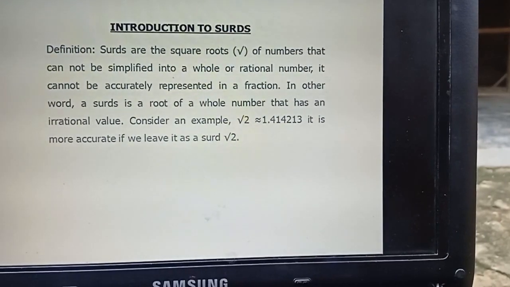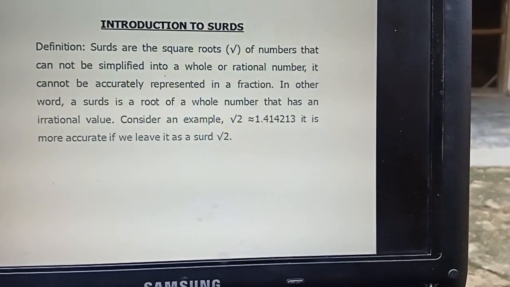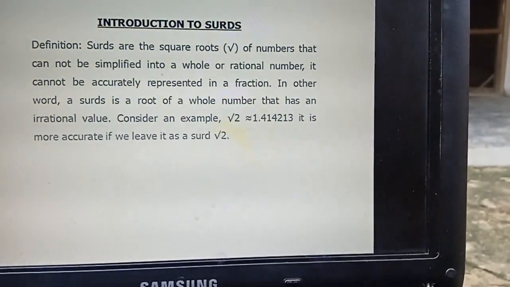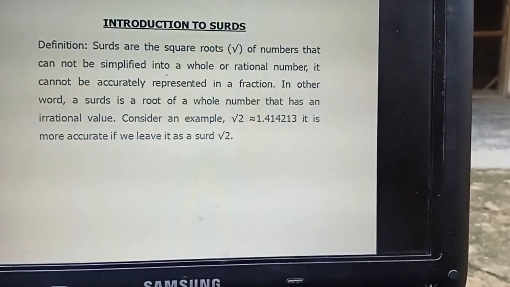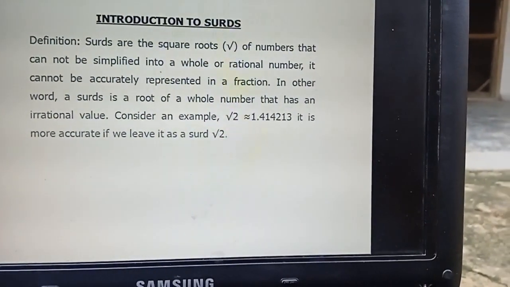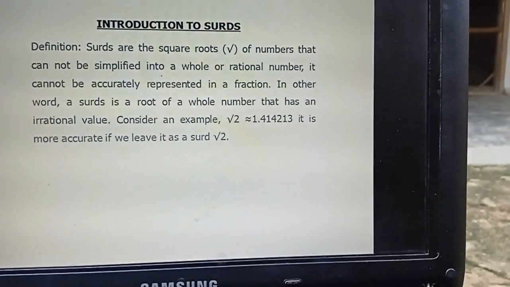Surds are square roots of numbers that cannot be simplified into a whole or rational number. A surd cannot be accurately represented as a fraction. When I say it cannot be accurately represented in a what? Fraction.